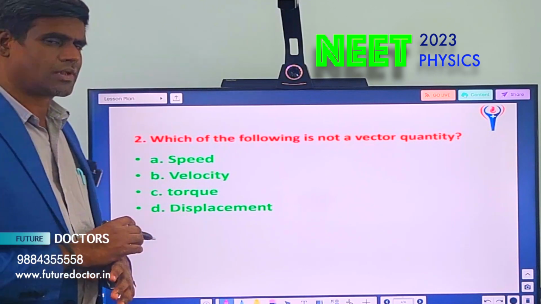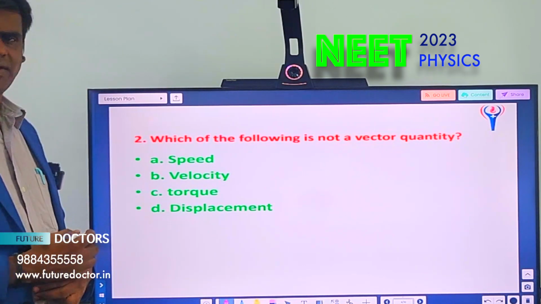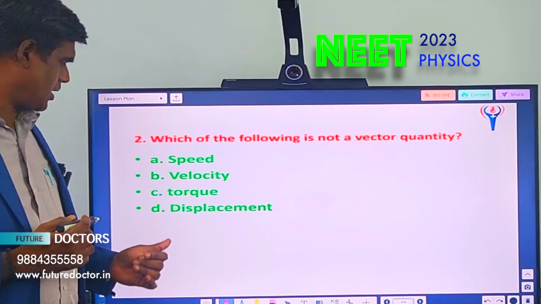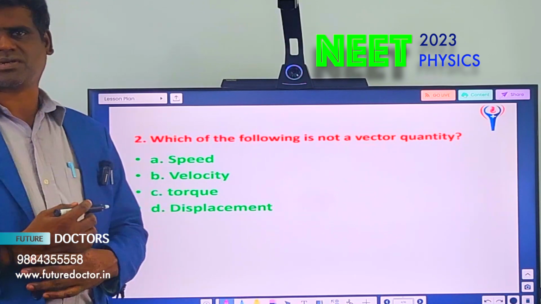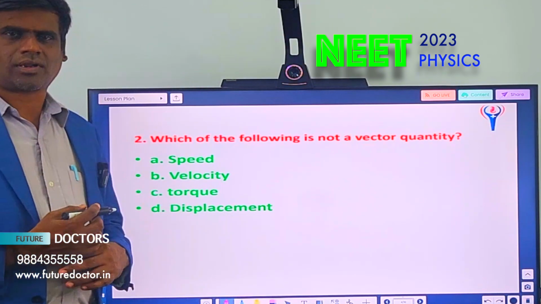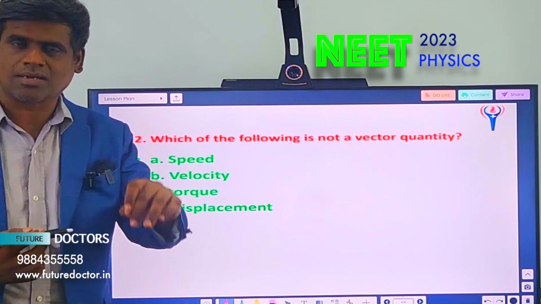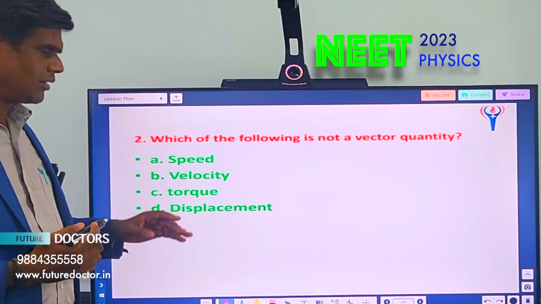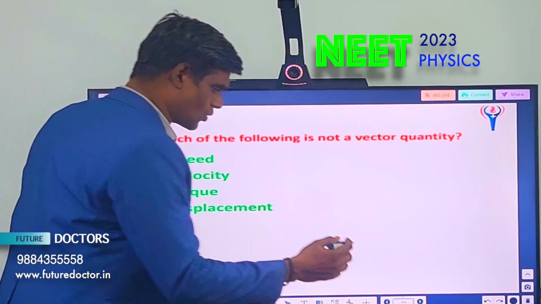Which of the following is not a vector quantity? A, speed. B, velocity. C, torque. D, displacement. Here you should know what is a vector quantity, and what's the example of a vector quantity. By knowing these things, you will solve this question. Let's move to question number 3.